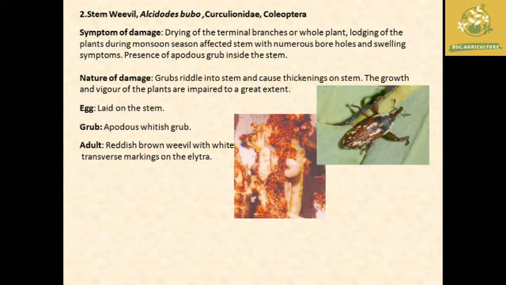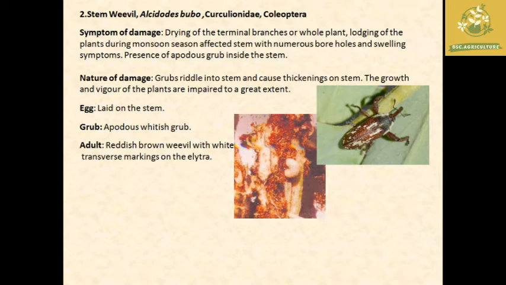It mainly affects during the monsoon season, and numerous boreholes can be found in the dried up or lodged plant. Once we open up the plant, we can see the presence of the Alcidodes grub inside the crop. The nature of damage is that the grub riddles the stem and causes thickening as well as bulging, swelling, or holes in the stem. These are the types of damage caused by stem weevil. The growth and vigor of the plant are impacted to a greater extent in severe cases.